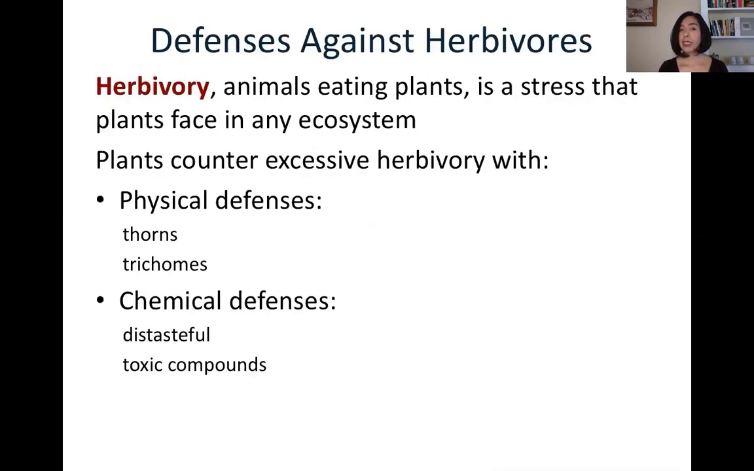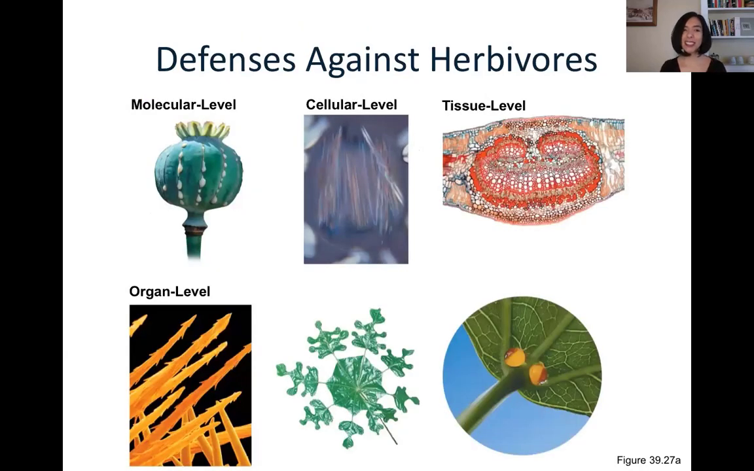Plants also have other types of defenses, and we can categorize them into physical defenses, such as the presence of thorns or trichomes, or chemical defenses, and they can be chemicals that are distasteful. So herbivores are not interested in eating something that tastes bad. But it could also be toxic, and in some cases deadly. We're going to learn these different types of defenses against herbivores.